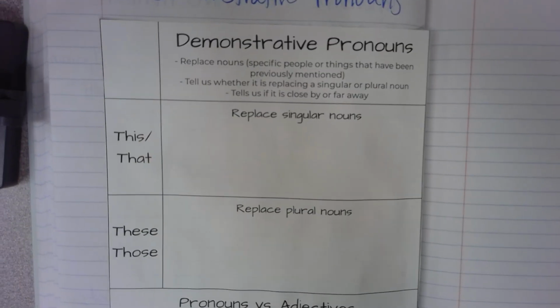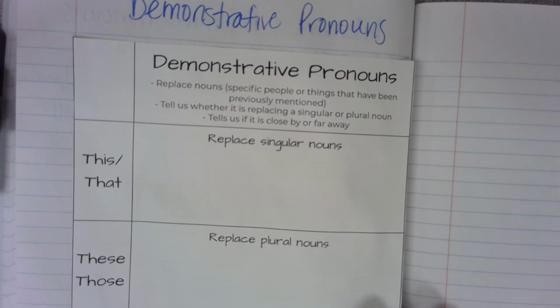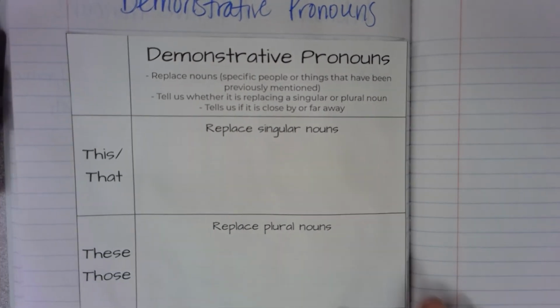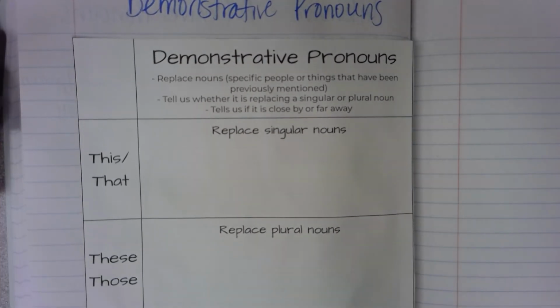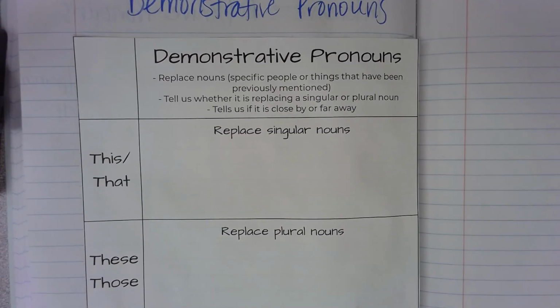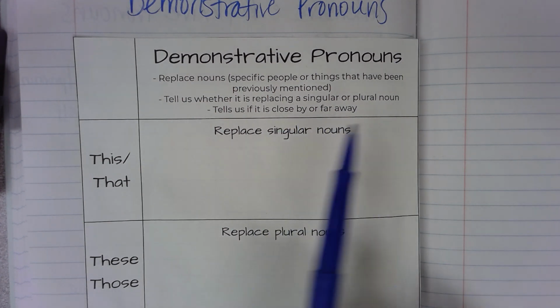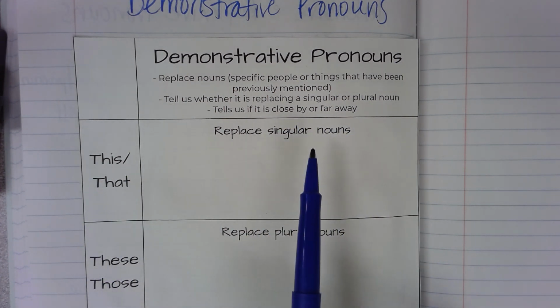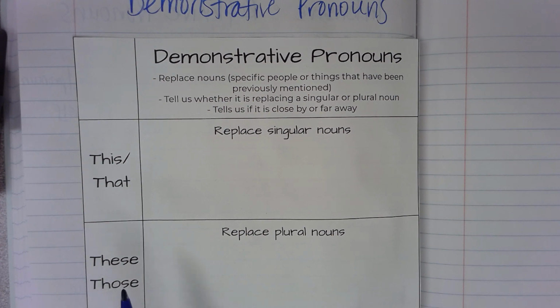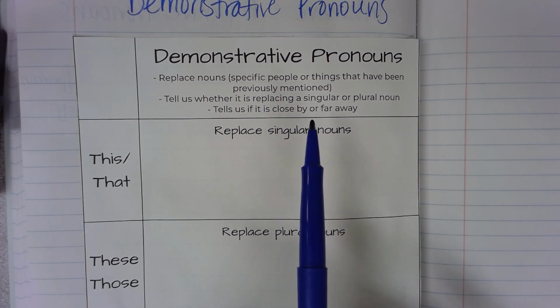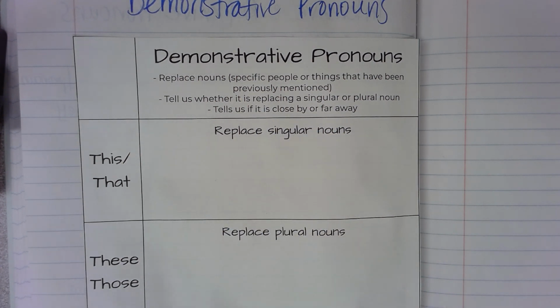So demonstrative pronouns, like the definition says here, replace nouns, specific people, or things that have been previously mentioned in the sentence, and they tell us whether it is replacing a singular or a plural noun. These replace singular nouns, this and that. These two words replace plural nouns. Okay? And then it also tells us if it's close by or far away.